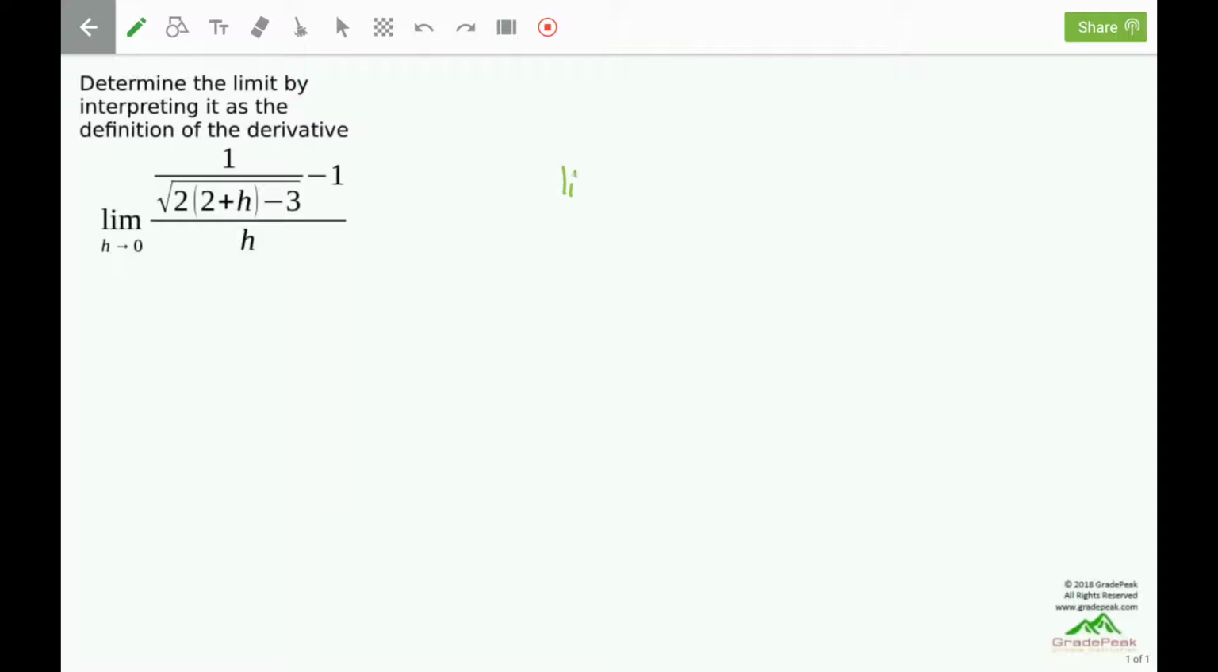This limit is of the form limit as h goes to 0 of f of a plus h minus f of a all over h, which is the definition of the derivative and is therefore equal to f prime of a. So instead of working out the limit directly, we can, as an alternative, find the derivative of f of x, f prime of x, and then evaluate it at a, f prime of a.